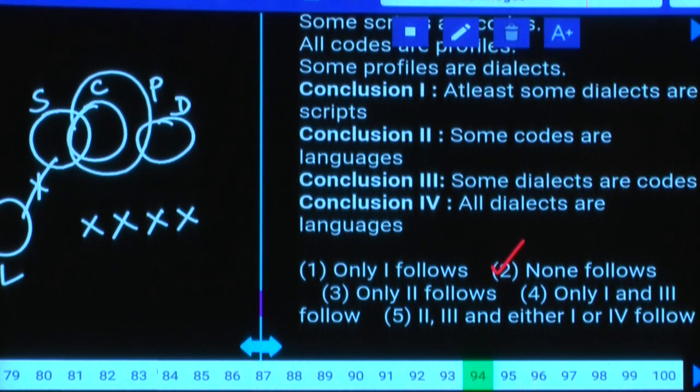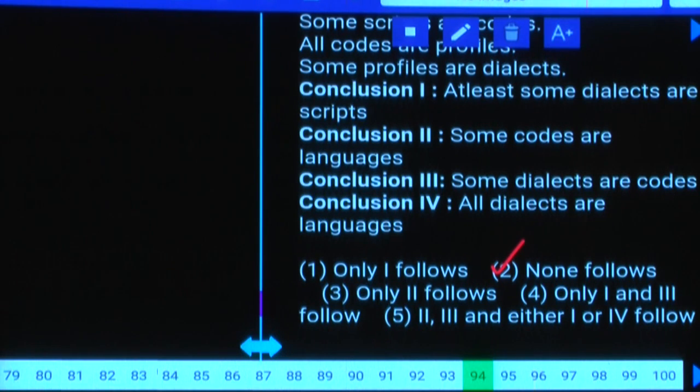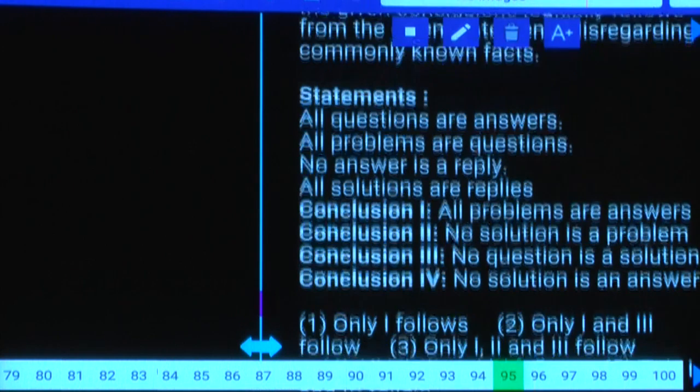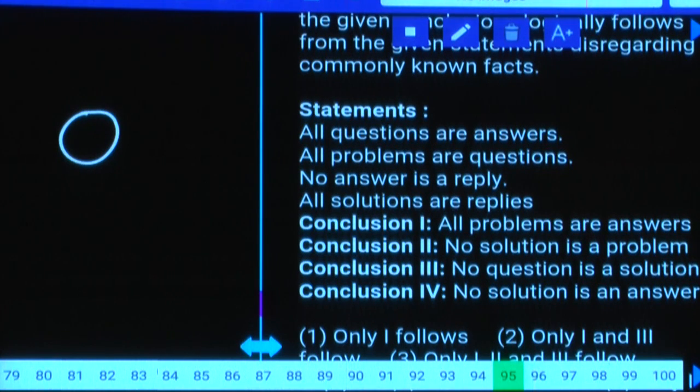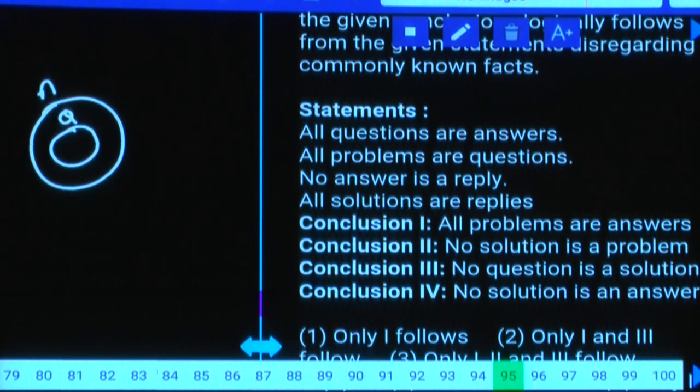Then 95. Now question number 95. All questions are answers. All the questions are answers can be written like this. All these questions which are answers. And all problems are questions. All problems are questions. All questions are answers. All these questions are answers, isn't it? All questions are answers. And all problems are questions. All these problems, all problems are questions. All questions are answers.